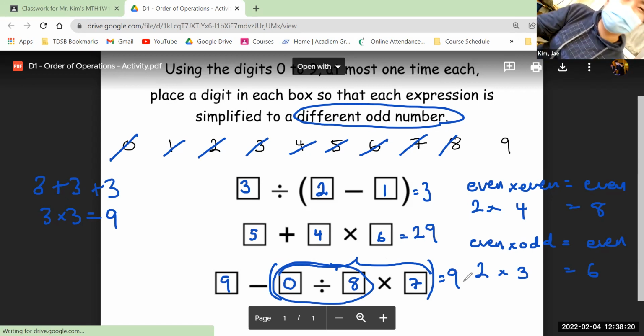So it's a puzzle, but it does require knowing 2 things. One is just a sense of numbers and what you could do with them, like even times even times odd stuff. And number 2, your understanding of BEDMAS. It's going to be important. And that's where we're going today.